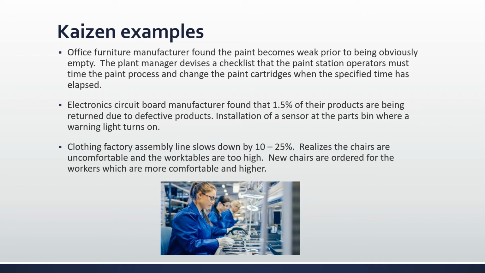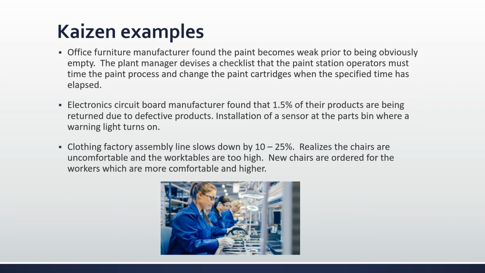An electronic circuit board manufacturer found that 1.5% of their products were being returned by the customer in the final assembly due to defective products. The plant manager inspects each circuit board for a certain time period and realized that a certain capacitor is frequently missed. This capacitor is located in bins beside other components, and the process is such that it is easy for the operator to miss. To implement Kaizen, the manager installs a sensor at the parts bin, which, if the operator moved the product to the next station without reaching its bin, a warning light would turn on.